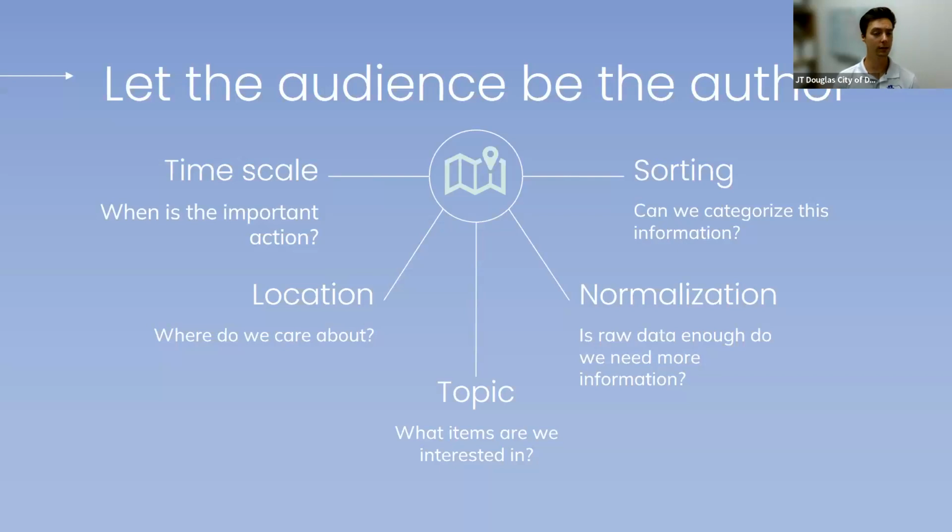So what can they choose while they're there? They can choose things like timescale, like I said, that 5-year period versus a 10-year period. They can look at location. They can look at topic. What are they interested in? If it's your Parks and Rec department, maybe they care about that irrigation piece and they want to look at irrigation and water.